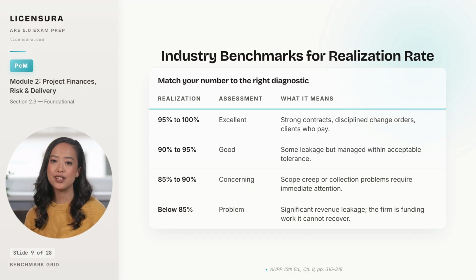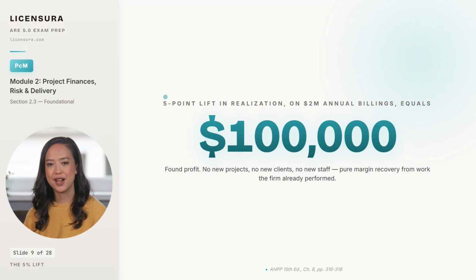The reason this metric deserves senior leadership attention is that small changes produce large dollar swings. Here's the number that should make every owner pay attention. A 5-point lift in realization on $2 million of annual billings is exactly $100,000 in found profit.